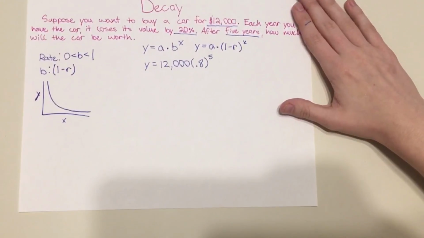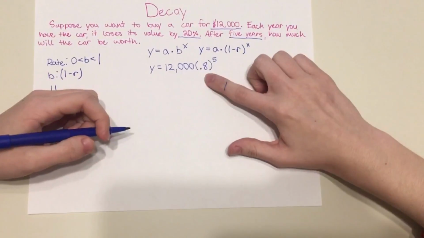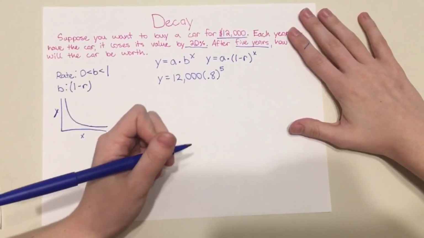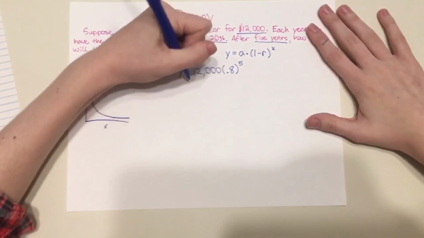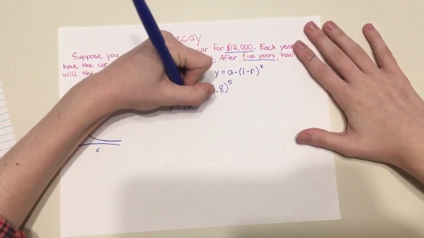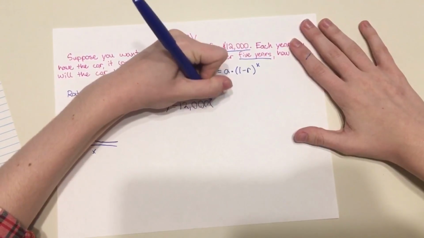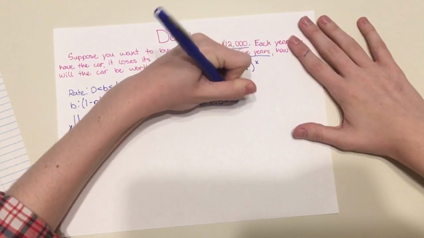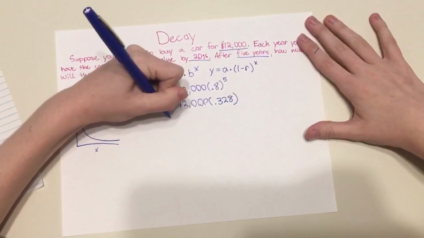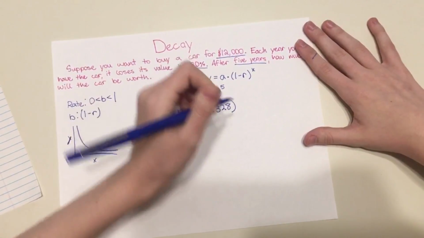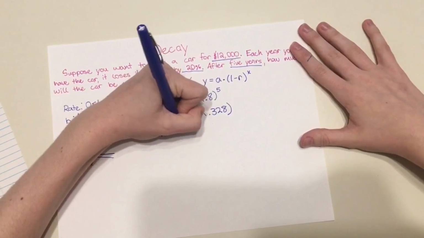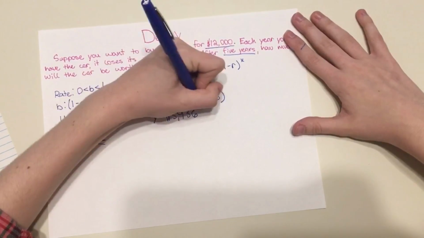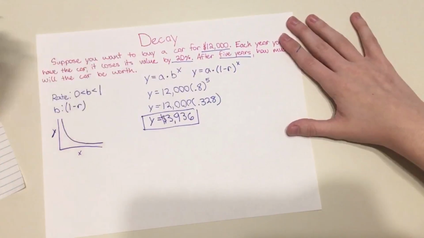And so then what you would want to do is apply that 5 power to the 0.8. And so then you would get y equals 12,000 times 0.328, and then you would want to solve it from there, and so you'd get y equals $3,936, and that would be your answer.